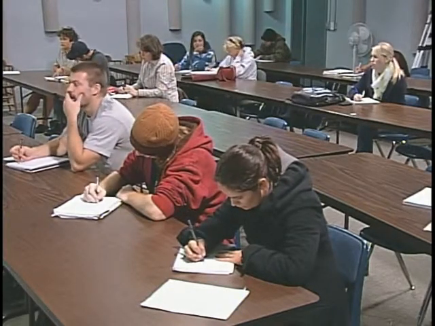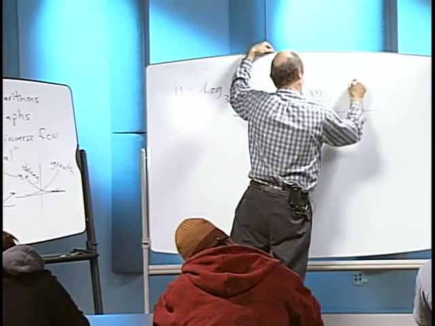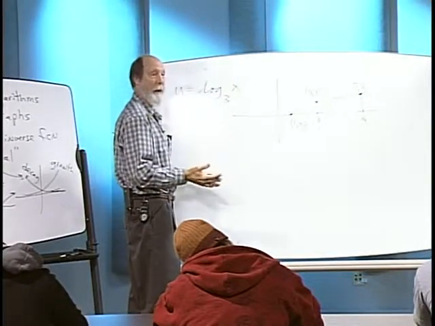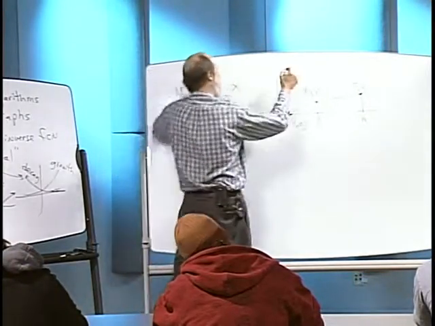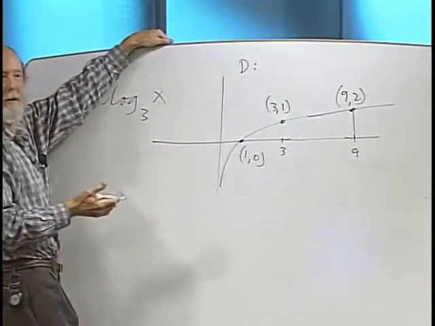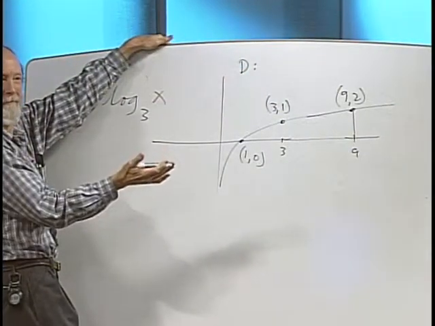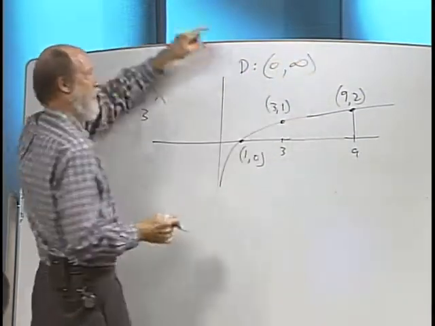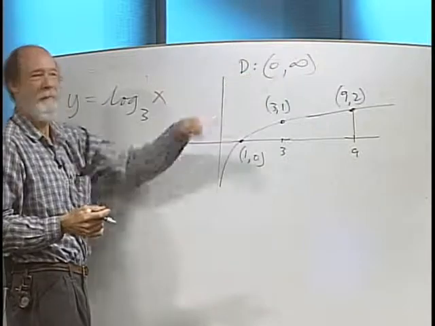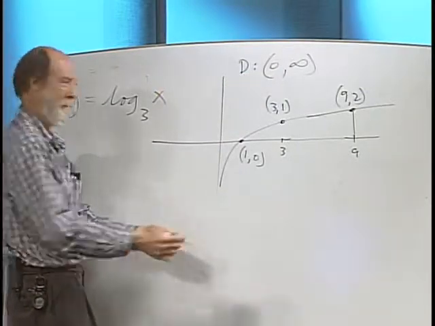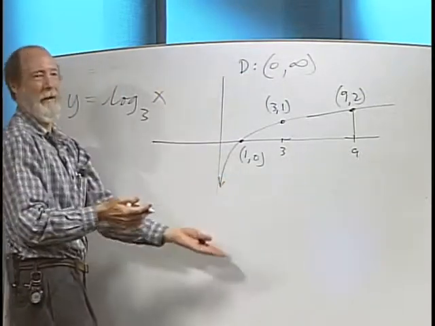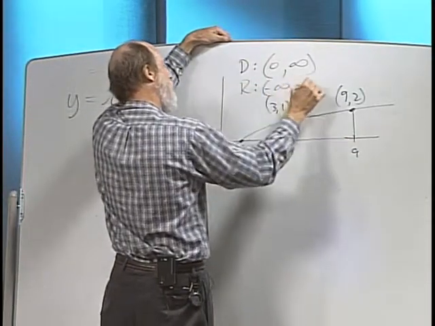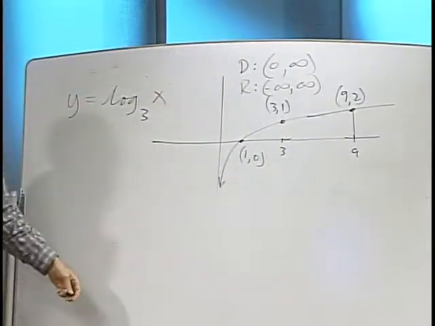Sounds like you're listening. That's good. Okay. 9, 2. Okay. Domain? Look at the picture. 0 to infinity. Not including 0, though. Greater than 0, right? Range? All real numbers, right? Negative infinity to infinity. Good. Everybody okay with this?